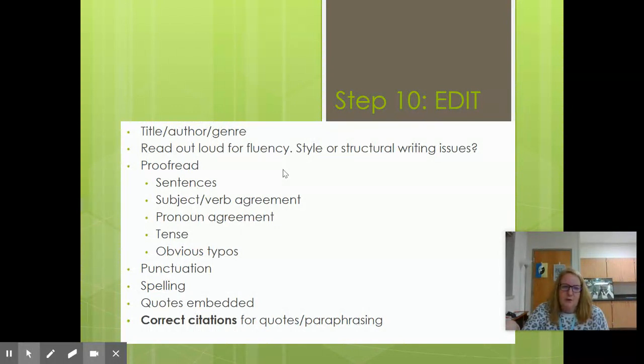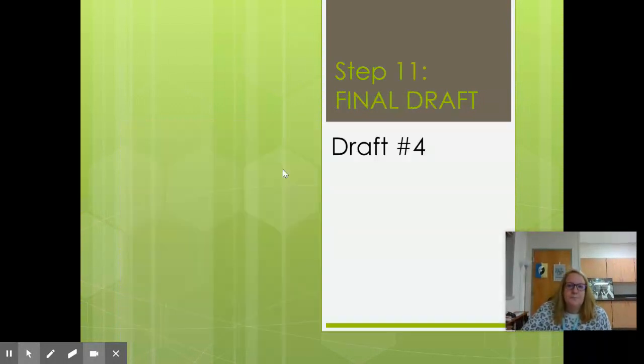Again, look at subject-verb agreement, pronoun agreement, verb tense, any obvious typos. You've got Grammarly. It doesn't catch everything, but it catches more than if you don't use it. At this point, you've looked at your essay enough times that there's really no excuse other than laziness for typos and spelling errors. Are your quotes embedded? And then do you have the correct citations for your quotes?